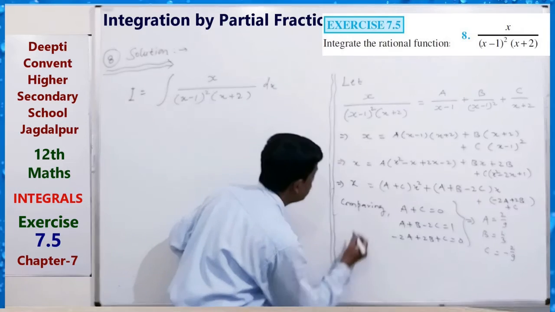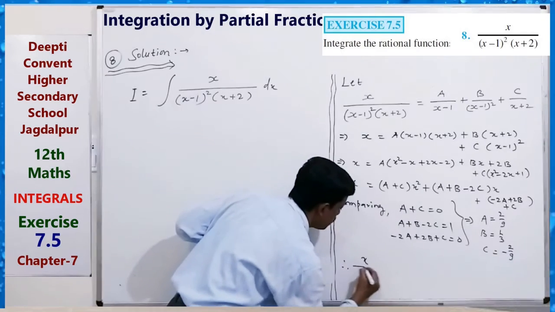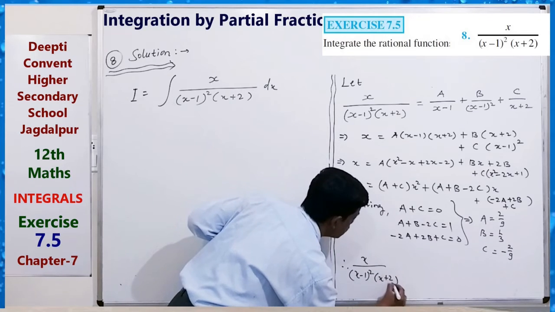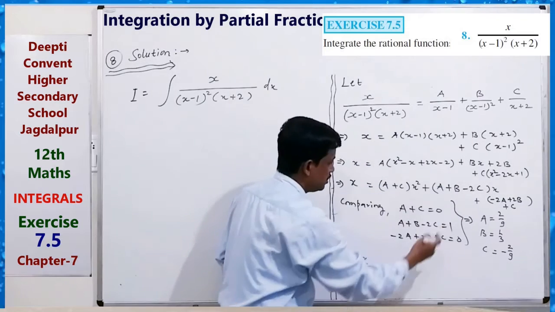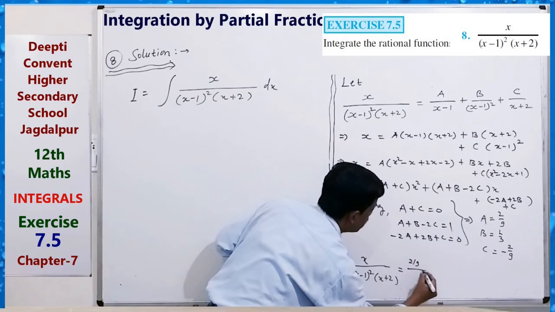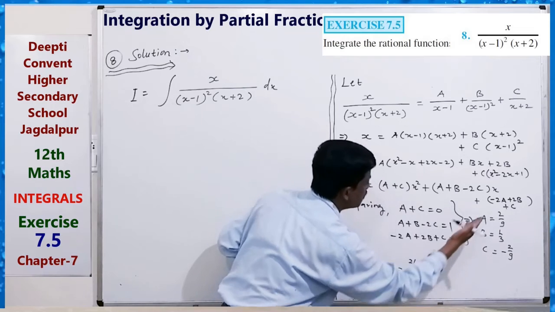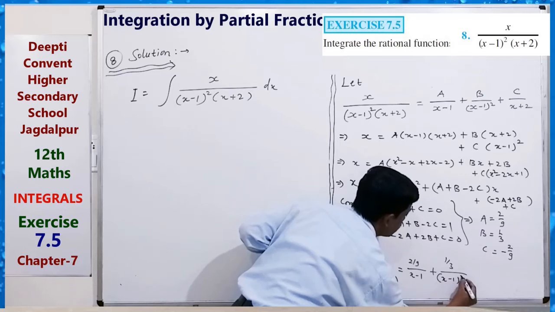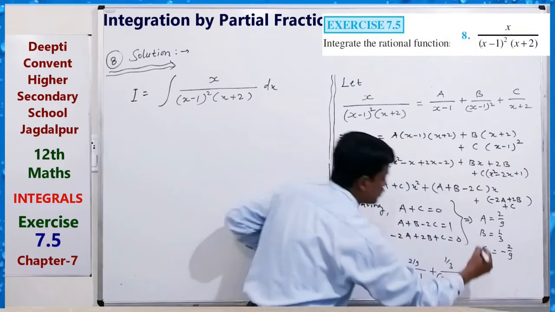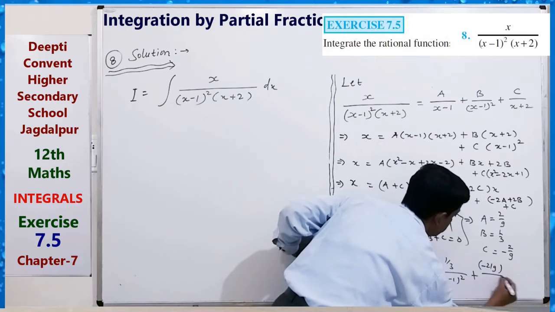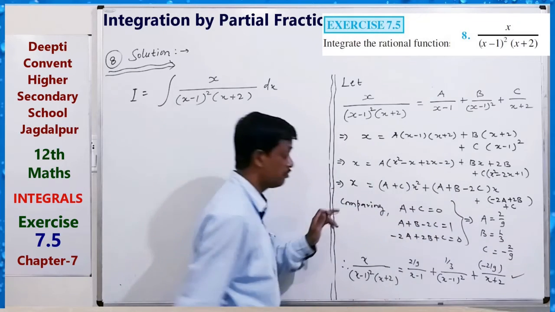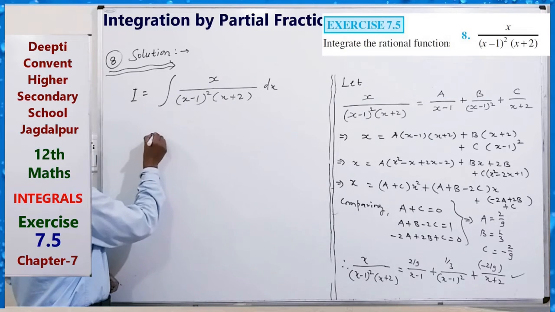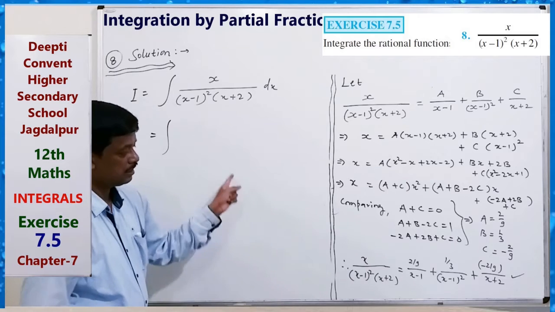So this x upon (x minus 1) square (x plus 2) equals, we can write a, b, c: 2 by 9 upon x minus 1, plus 1 by 3 upon (x minus 1) square, plus minus 2 by 9 upon x plus 2. So this is our partial fraction. Now use these values for solving the integral.